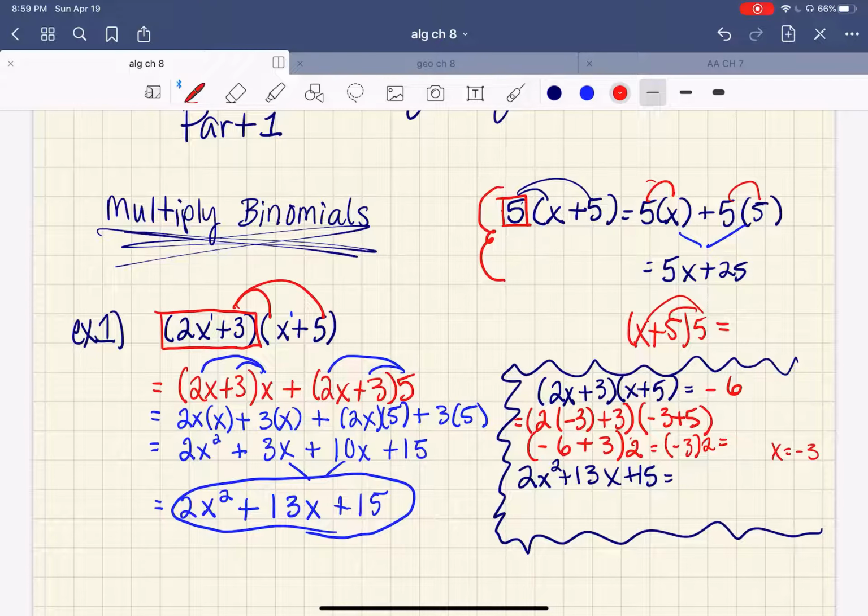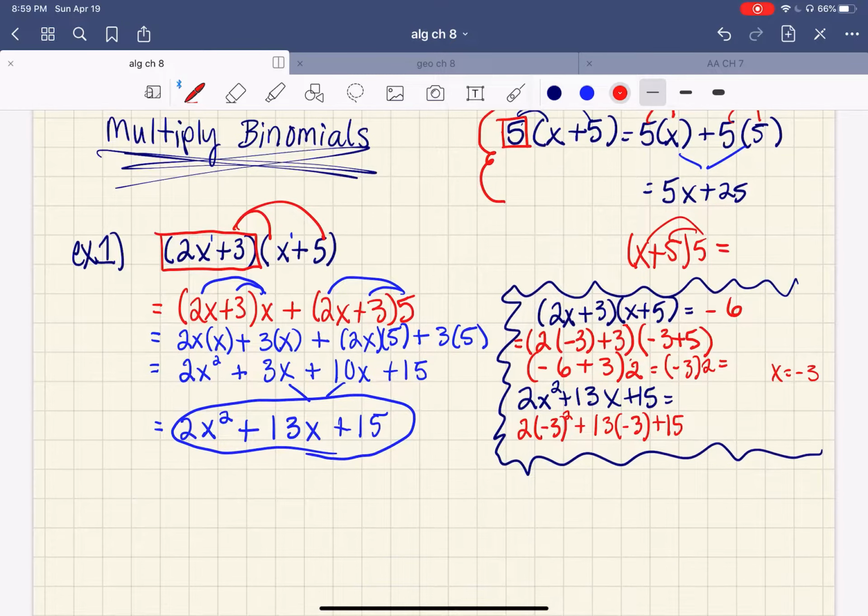Let's look at the other one. 2 times -3 squared plus 13 times -3 plus 15. Okay. 2 times -3 squared is 9, so that'd be 2 times 9, or 18. 13 times -3, well, that's going to give me -39. And then I have positive 15 that just gets carried down there.